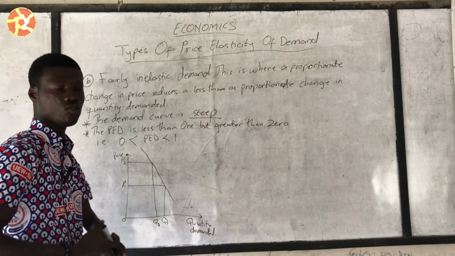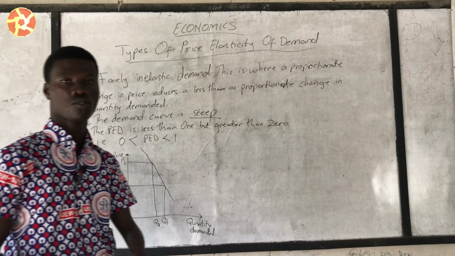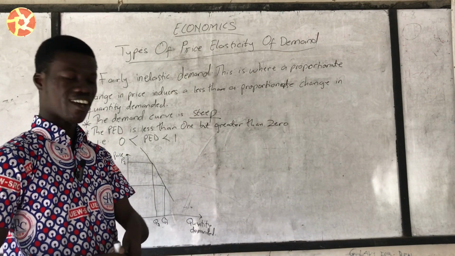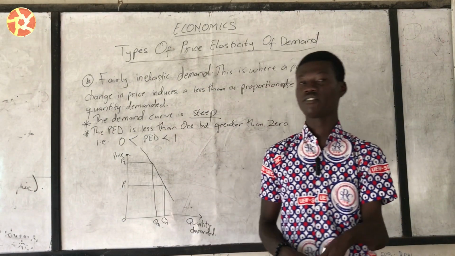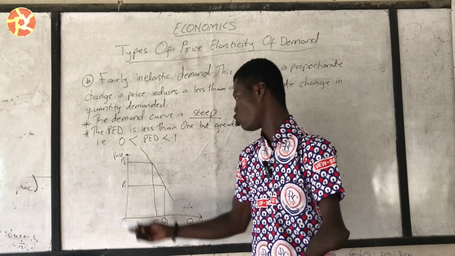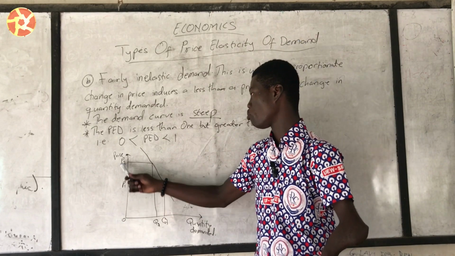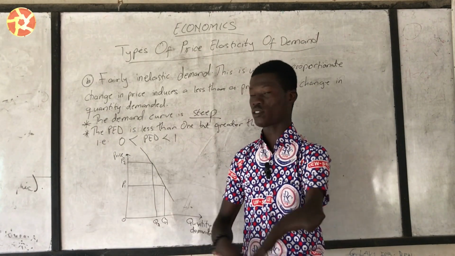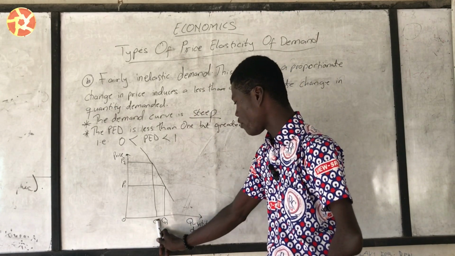All right, so here too, as I said earlier, the proportionate change in price causes a less than proportionate change in quantity demanded. That is, the change in price is far greater than the change in quantity. For instance, we can say that if price changes from P1, which can be 20, to P2, where P2 is 80, so from 20 to 80, quantity demanded decreased just from 60 to 50.